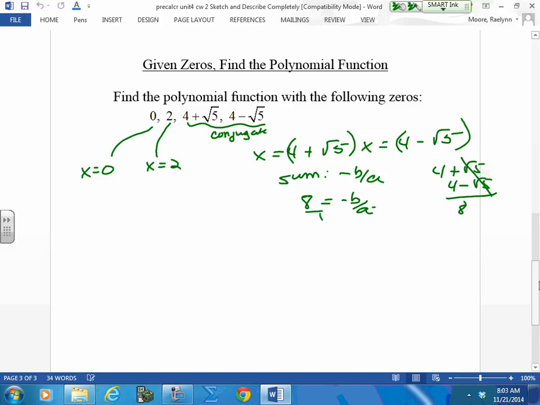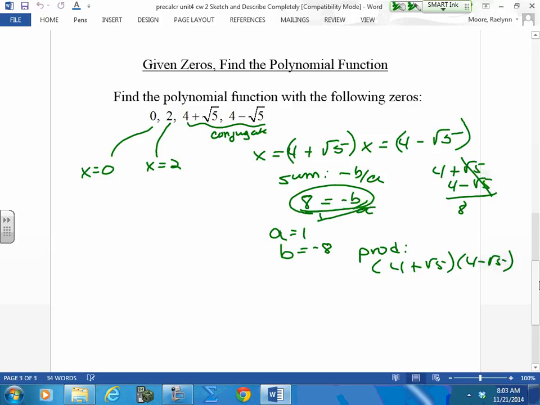So we're going to let a equal 1. And so therefore, what does b equal? Negative 8. b has to be positive when you give me the answer, so you're going to have to switch the sign there. Okay, now we're going to do the product. Product says 4 plus radical 5 times 4 minus radical 5. You can do that in your calculator, or you can do the perfect squares, because the middle terms are going to cancel out. So what's 4 times 4?